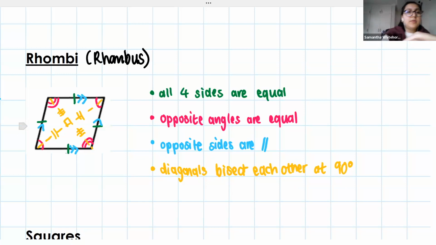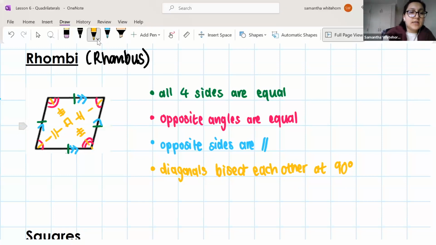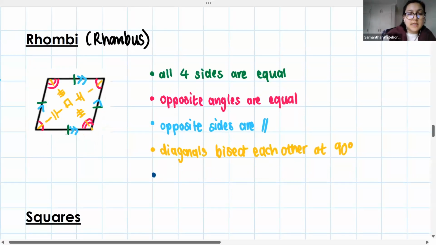Toriso, I'm hoping I'm saying your name correctly, has also added another characteristic here, that these diagonals bisect the opposite angles, which is also perfect.